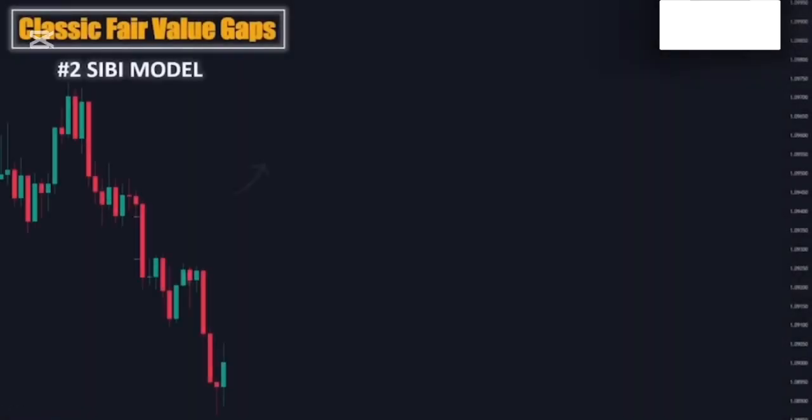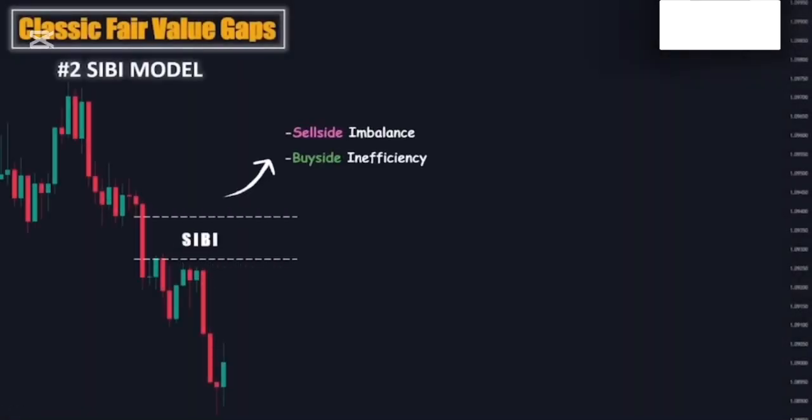Number 2, SIBI, sell-side imbalance, buy-side inefficiency. This is simply the bearish version of BISI. It occurs when price drops sharply without enough buy orders to support the move, creating an imbalance on the sell side. The market then retraces upward to offer buy-side delivery and fill the inefficiency, before potentially continuing downward.